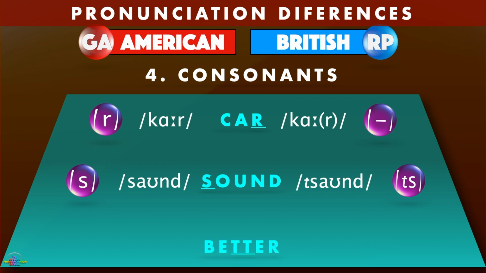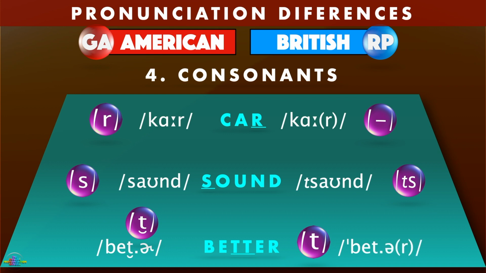The last one is the T sound. Now, in American, the T sound in this word takes an R sound. So in American, we're going to say "better." This sound is called flap T. So here we have "better" American, and "better" British.